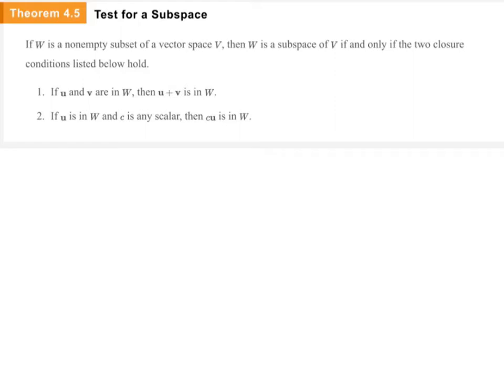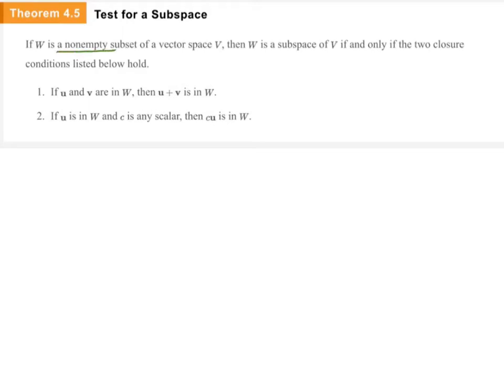So if U and V are in W, then U plus V has to be in W. And if U is in W and C is any scalar, then C times U has to be in W. It has to be closed under addition and scalar multiplication. So really, there are only three things we have to check.